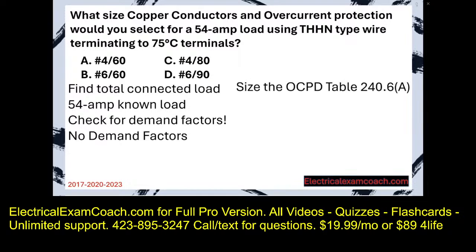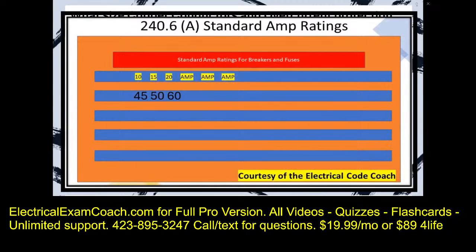Now, what we're going to do is size our overcurrent protective device first. You always size that first. So we head to our overcurrent protective device table, which is 240.6A. For a 54 amp load, we're going to go down and choose the next standard size up. In this case, it's going to be a 60.